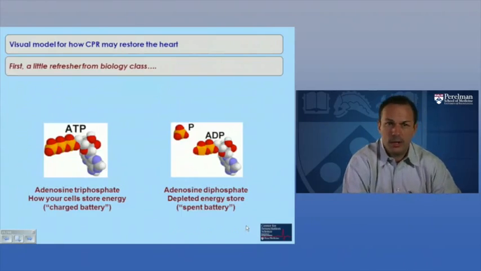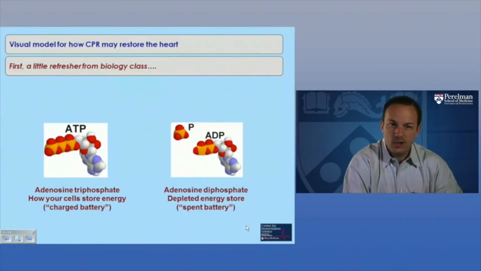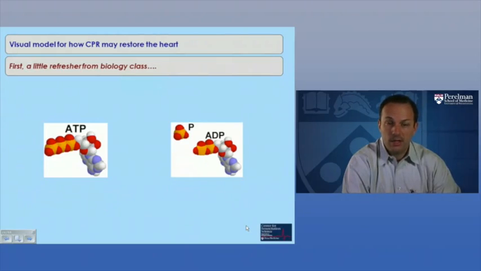So what's going on here? Well, I want to leave you with this visual model, and this is a little refresher from your high school biology class. You all know that adenosine triphosphate, or ATP, is the energy storehouse of cells in your body. You can think of this like a charged battery that your cell can use to do things, including heart cells. Heart cells need ATP to contract and to make the heart beat. When ATP is used up, or when you've spent your battery, you get ADP, adenosine diphosphate. You break off a phosphate, you release energy. So that's a cycle that occurs in your body every moment.